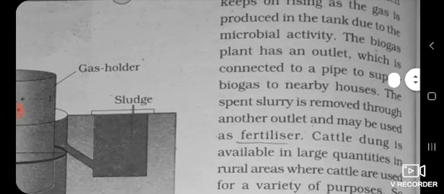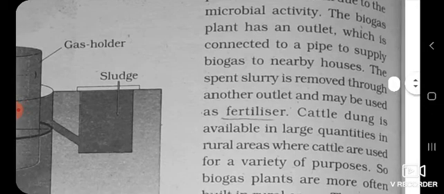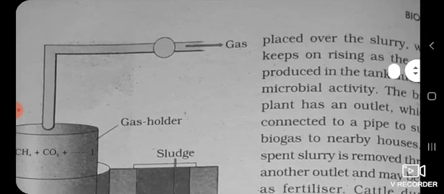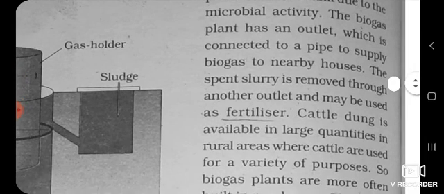The biogas plant has an outlet which is connected to a pipe to supply biogas to nearby houses. Here you can observe that from this gas holder there is an outlet which carries the gas, and such a pipe is connected to nearby houses. It means if it is in our home, then it gets connected to our kitchen for supplying the gas for our cooking preparation. So this is connected to nearby houses, or in our house it is connected to our kitchen.